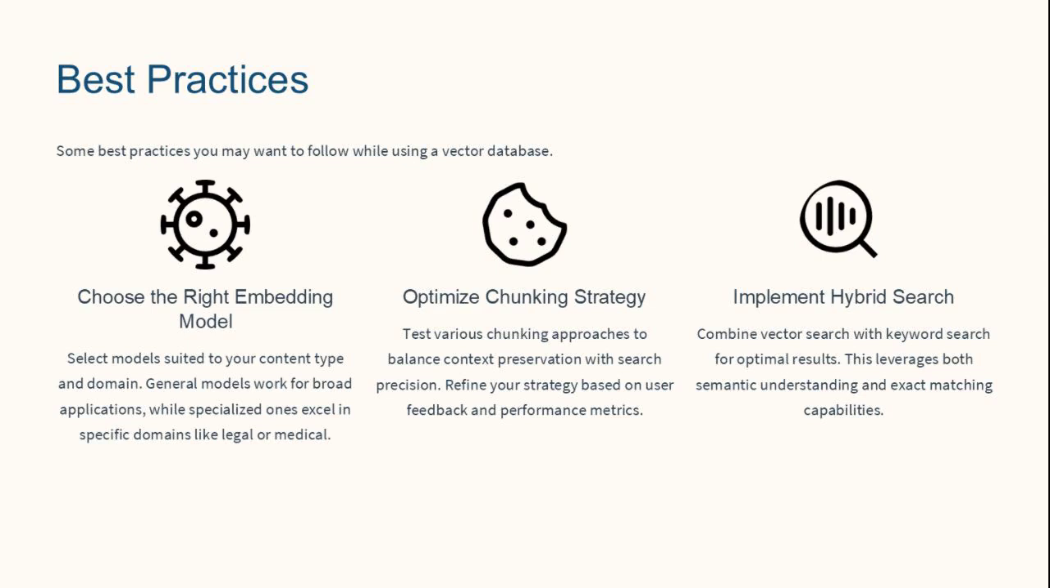Here are some of the best practices which an architect should follow if you are planning to implement a vector database within your ecosystem. Some best practices include choosing the right embedding model, optimizing chunking strategies, and implementing a hybrid search. These practices help balance semantic understanding and exact matching capabilities for best results.